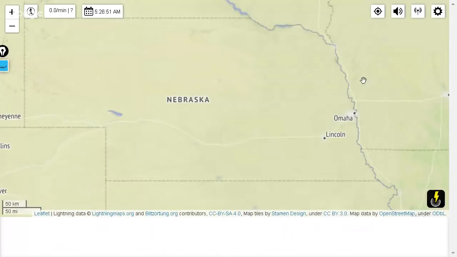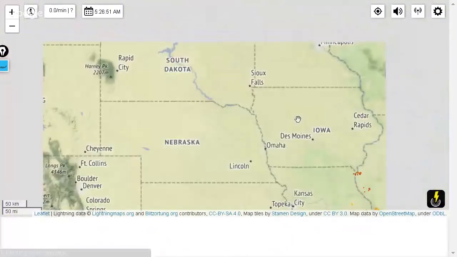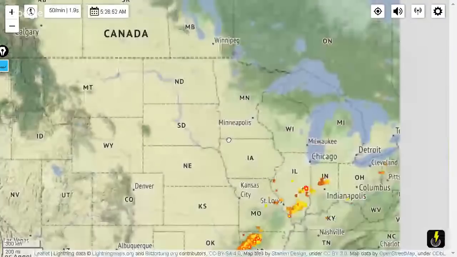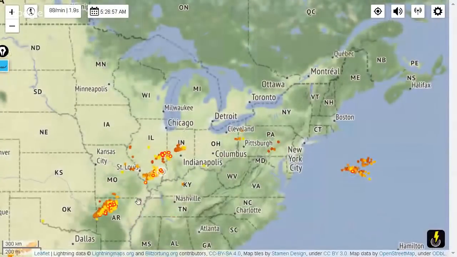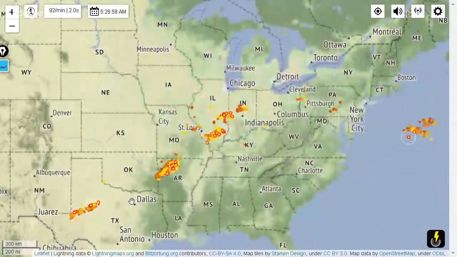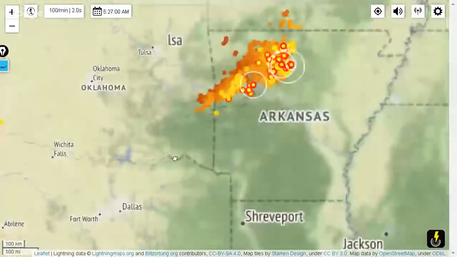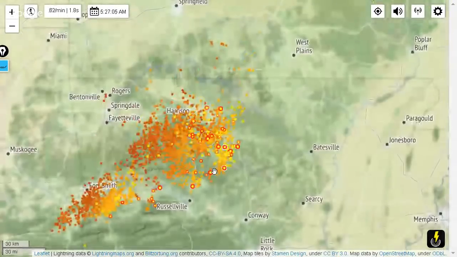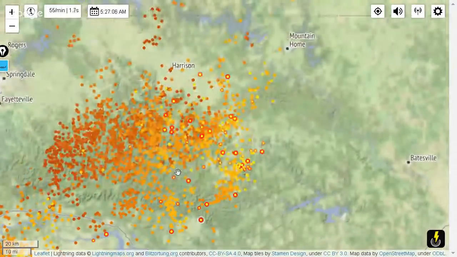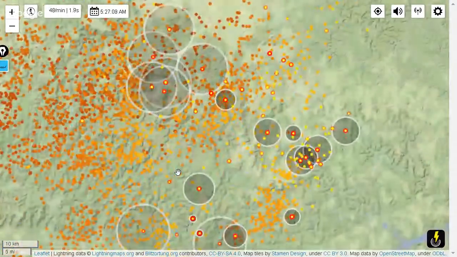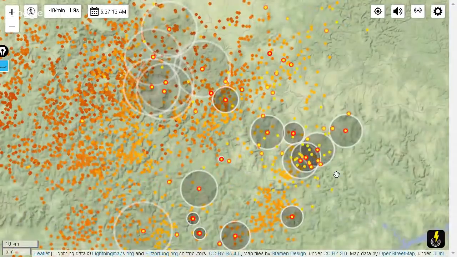Lightning maps to see if any's creeping up on me as it was earlier. Looks like it's simmered down. Shout out Arkansas. That looks rural. Heavy lightning coming down in Arkansas.